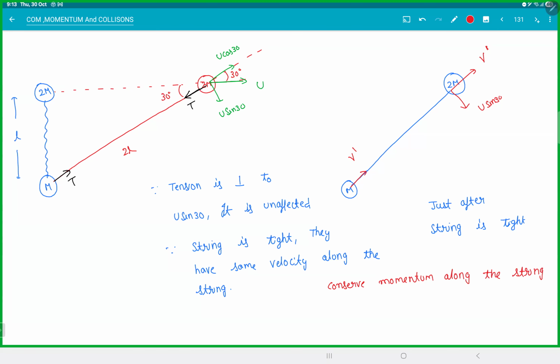So if you conserve momentum along the string, then in this direction, initially m is not moving, only 2m is moving. That will be 2m u cos 30. That will be 2m v dash plus m v dash. So we get v dash is equal to, m will cancel, 2u by 3 cos 30. Cos 30 is root 3 by 2. 2 will go off, you get u by root 3. Check. That means m will go with u by root 3, whereas 2m will go with v dash and u sin 30. So that 2m will have two components of velocity. Please have a look at the picture.